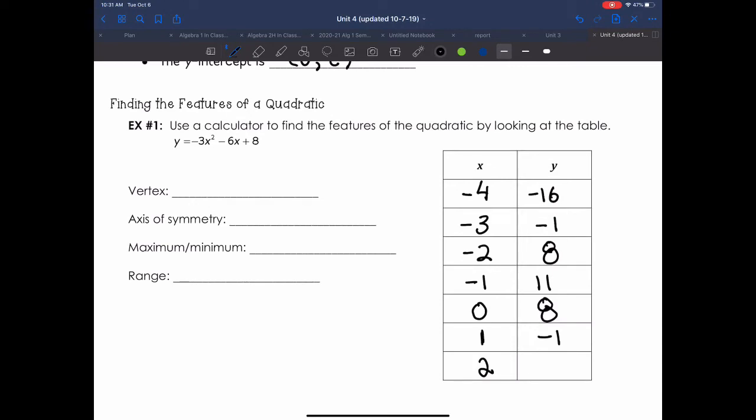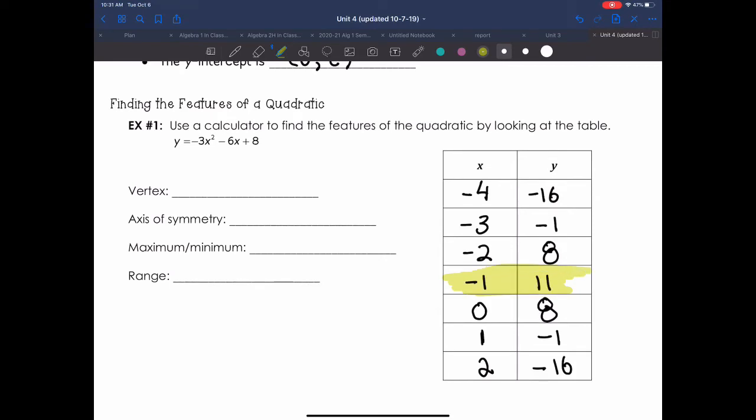And I'm just going to plug it in just to make sure. But if we have negative 3 times 2 squared minus 6 times 2 plus 8, we notice that we do, in fact, get negative 16. So this is telling you that this point right here, negative 1 comma 11, is kind of a big deal. So I'm going to have you guys highlight that. Negative 1 comma 11 is kind of a big deal.